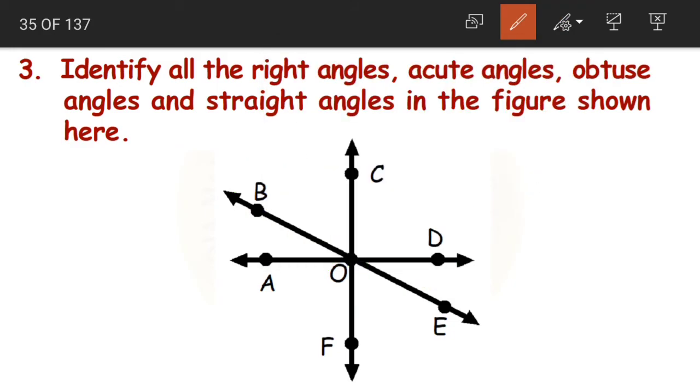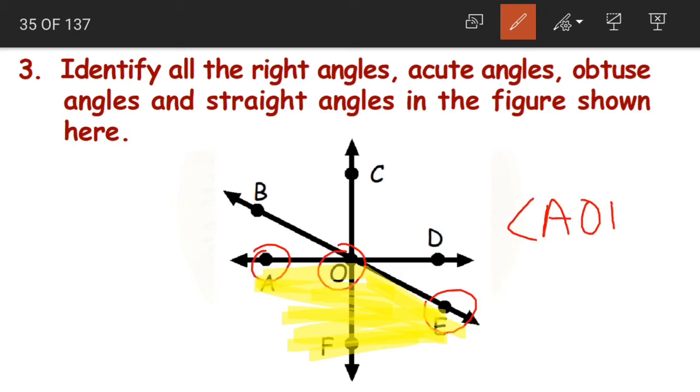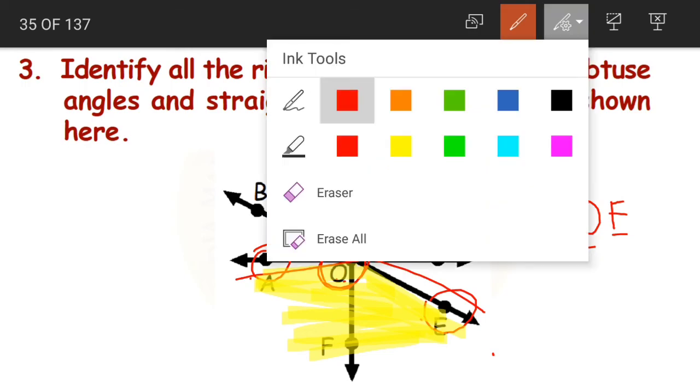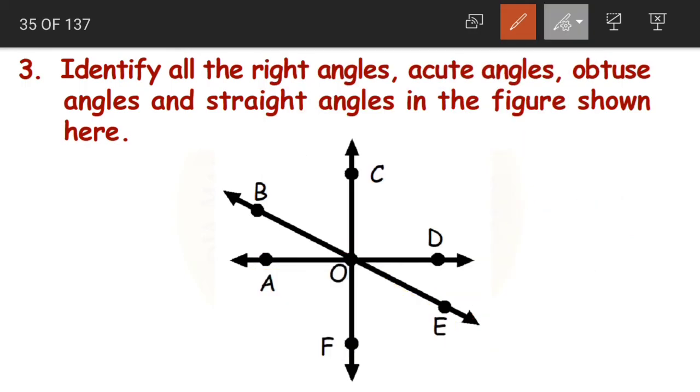Now coming to the other one, what else do we have here? See, again this is also an obtuse angle, angle AOE. What is the rule for writing the angle name, children? We have to keep in mind that the vertex, the alphabet representing the vertex comes in the middle, angle AOE or angle EOA. Now coming to the other one here, from here to here. Yes, and then we also have this one.